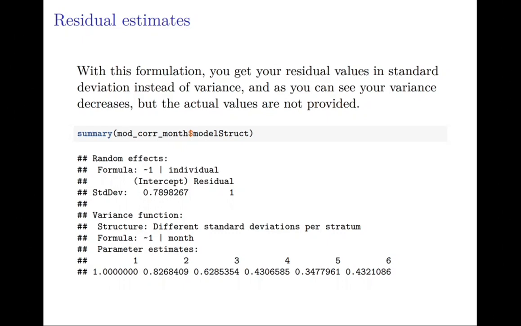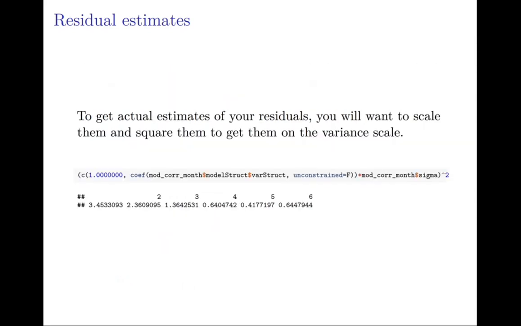So we might want to estimate our residuals, right? With this formulation, we get our residuals in standard deviation form instead of variance. And so you can see that variance decreases per month, which matches the graph we saw, but the actual values are not provided. So I'll just refresh your mind of this is how you look at the variance components per month. So to get actual estimates of your residuals, which you might want, you'll want to scale them and square them to get them on the variance scale in the form of your data.